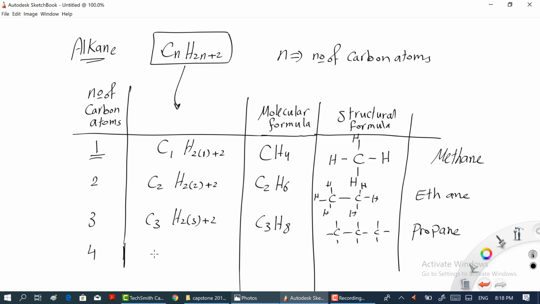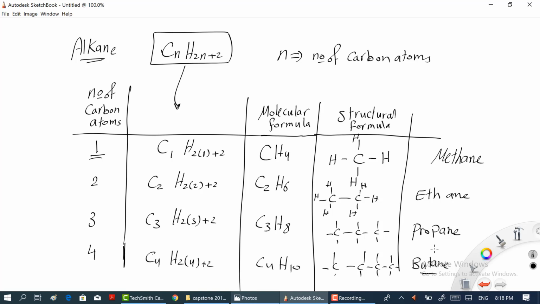Then butane: C4 H2 multiplied by 4 plus 2, so it's C4H10. 1, 2, 3, 4. At the end, each carbon will have 3 hydrogens. In the middle, each takes 2 hydrogens. So we'll find butane.